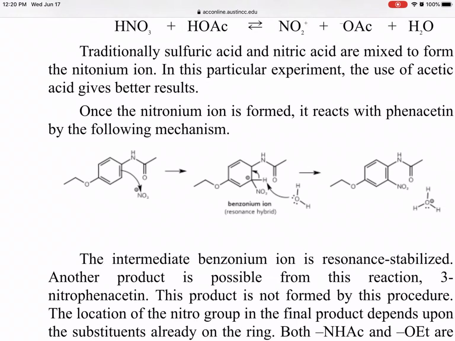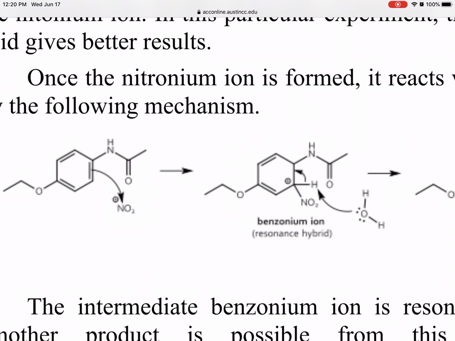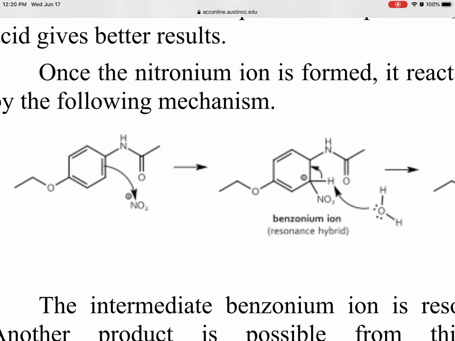So I will explain this mechanism. I'll draw it with you guys. So you can see the pi bond of the benzene ring next to the amide group attacks the nitro group. Benzene ring is electron rich, acting as a nucleophile. Nitro group, NO2 plus, is the electrophile. So it's going to attach to the second position of the benzene ring.